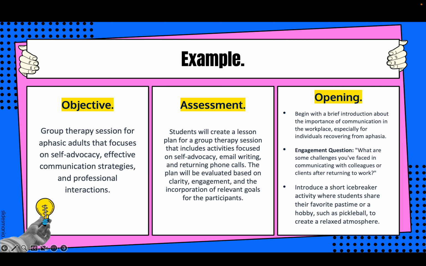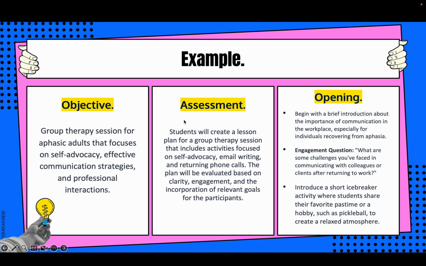So here again, I forgot to put it, but this is AI generated. I apologize for forgetting to put the reference here. But in a group session, in this particular one, I wanted to talk about adults, and we're going to think about self-advocacy. Here are our goals. We have self-advocacy, effective communication strategies, and professional interactions. These are very common for our adult clients, especially those who are trying to get back to work.